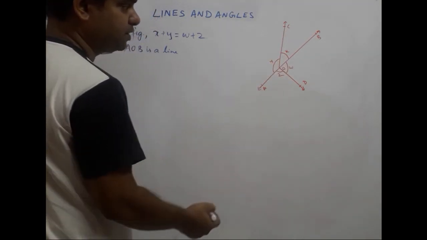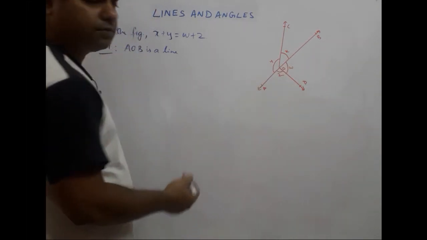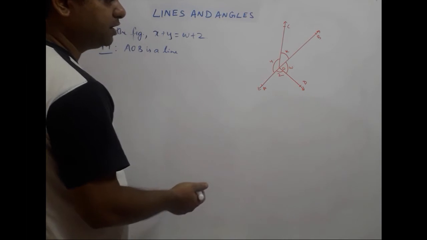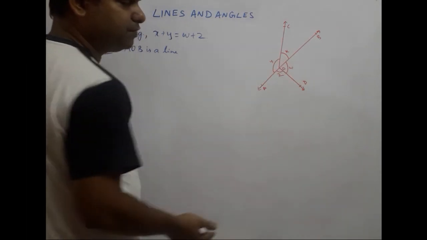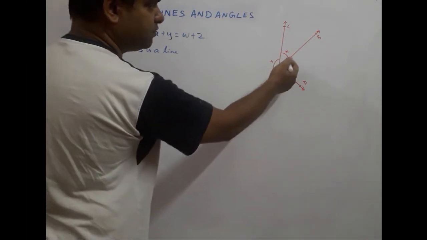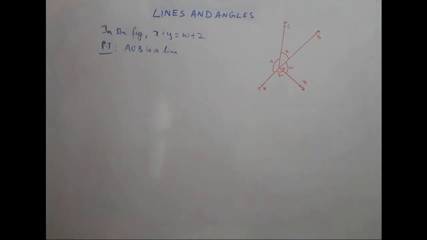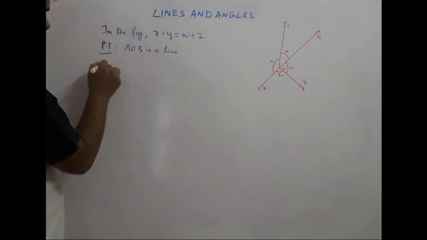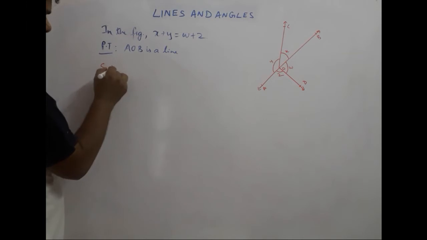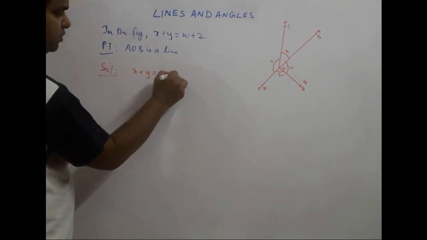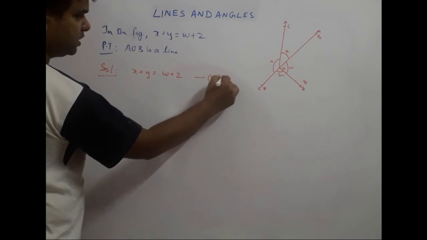That means we need to prove that this plus this should be equal to 180 degrees, or this plus this should be equal to 180 degrees. Either one or both proving the same will show the fact that this AB is a line. So let us begin first with what we've got. We've got x plus y, so we'll put the solution over here. We are given x plus y equal to w plus z. We'll mark this as 1 and this is given.